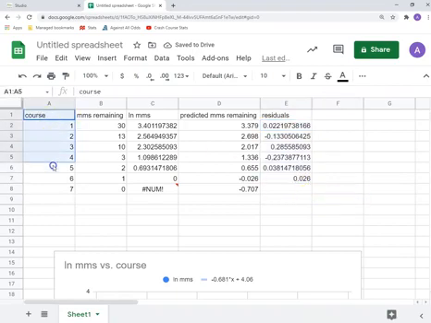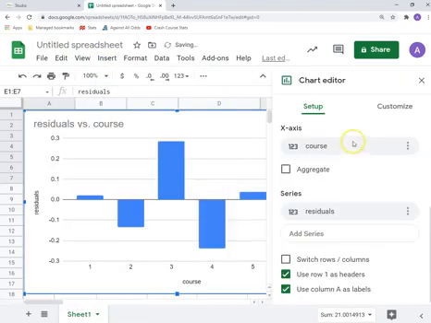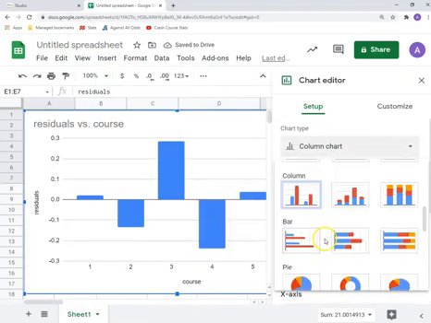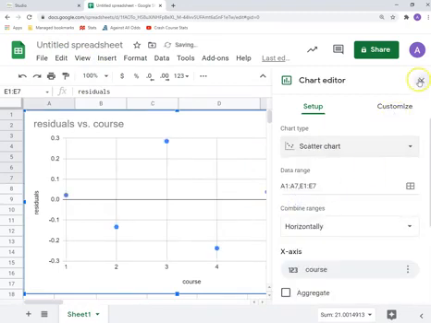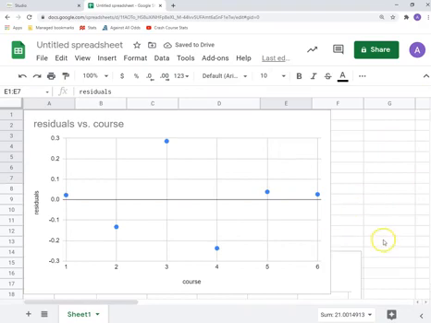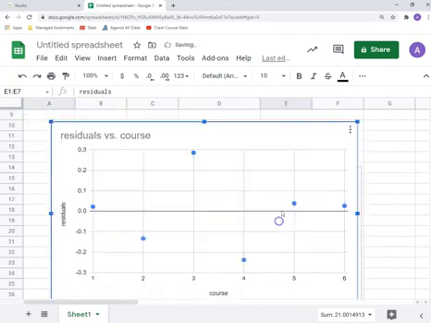So then we're going to do the course, and again, I'm only going through 6, and my residuals. We're going to look at our chart. We want a scatter. And we don't have a pattern, which is a good thing. So we chose a good model.